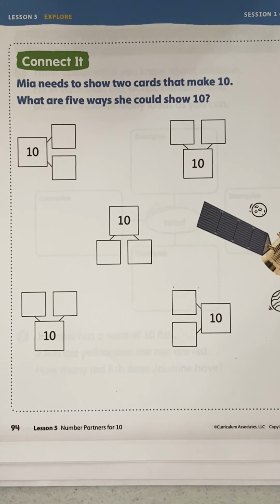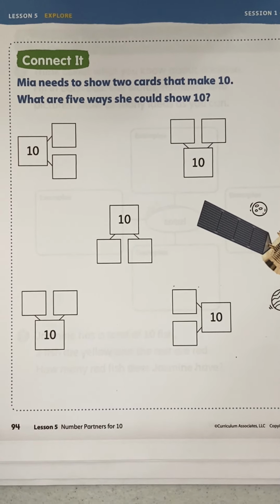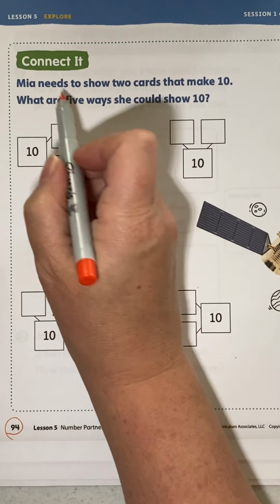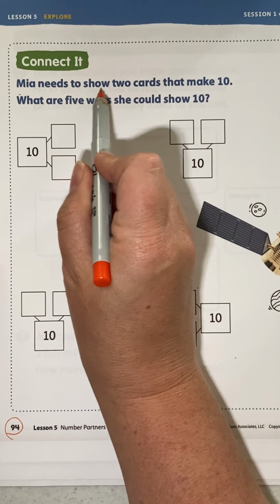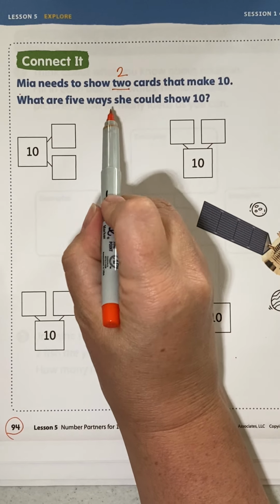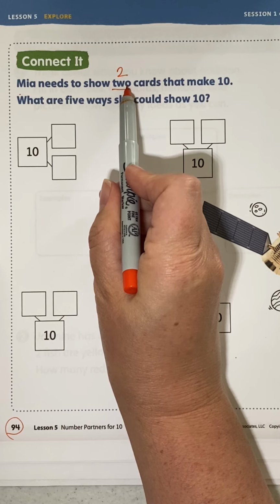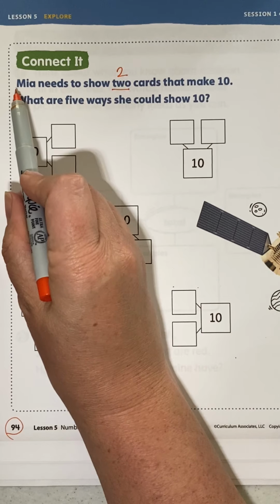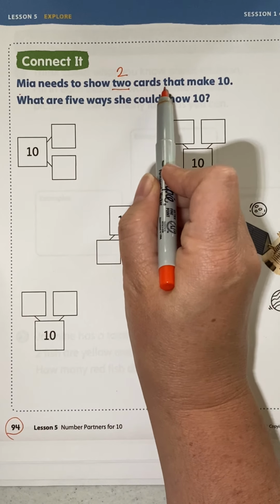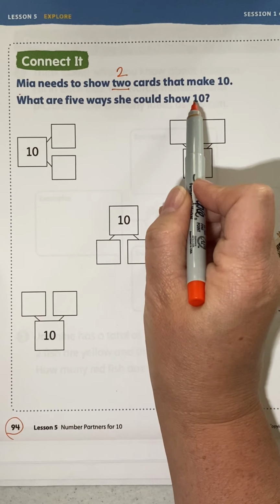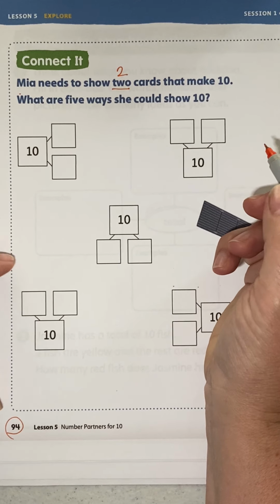This is lesson 5, session 1, and we are on page 94. Here it says connected. Mia needs to show 2. I write number 2, just T-W-O. Mia needs to show 2 cards that make 10. What are 5 ways she could show to make 10?